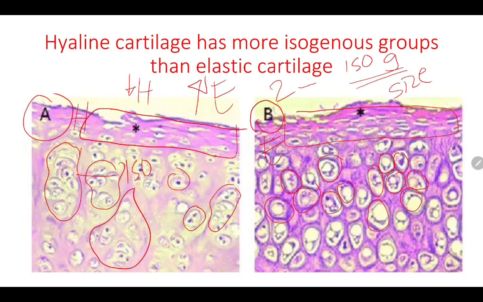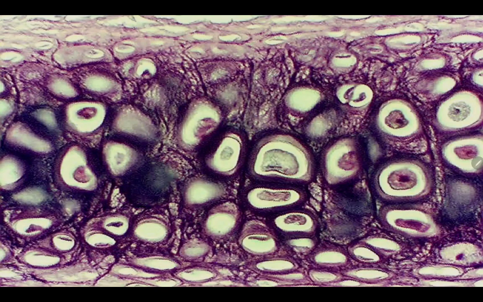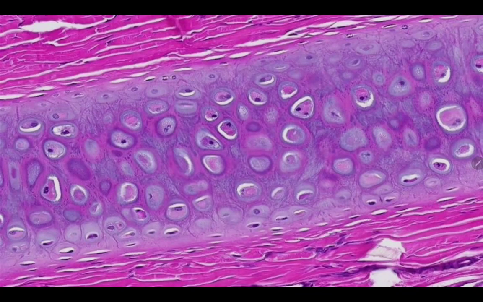Okay, so let's have a review. Let's identify the following slides. What type of cartilage is this? If your answer is elastic cartilage, then you are correct. Very good. Let's move on to the next slide. How about this one? If your answer is also elastic cartilage, you are correct.